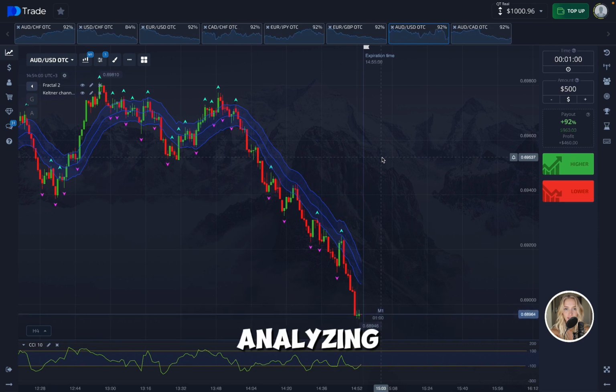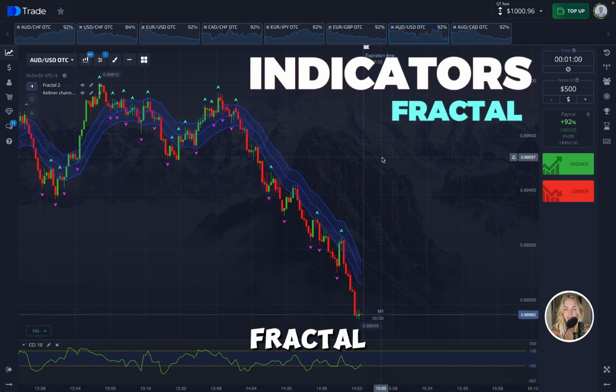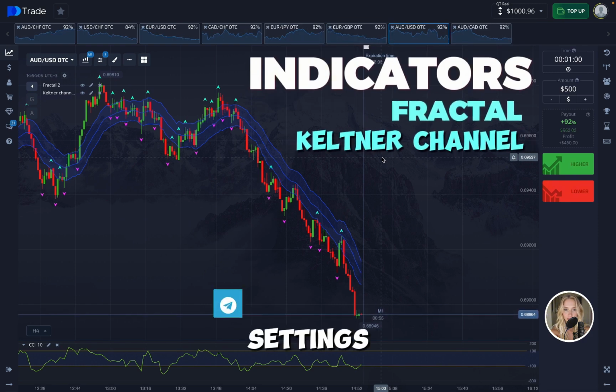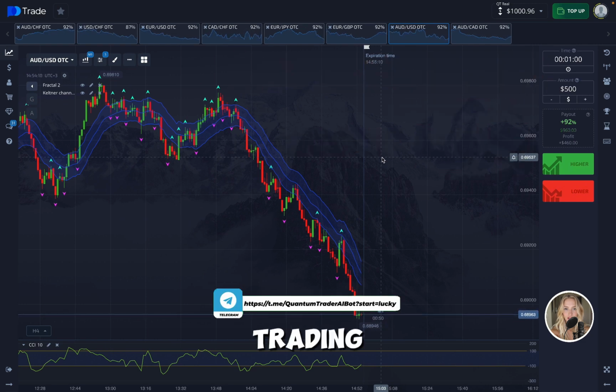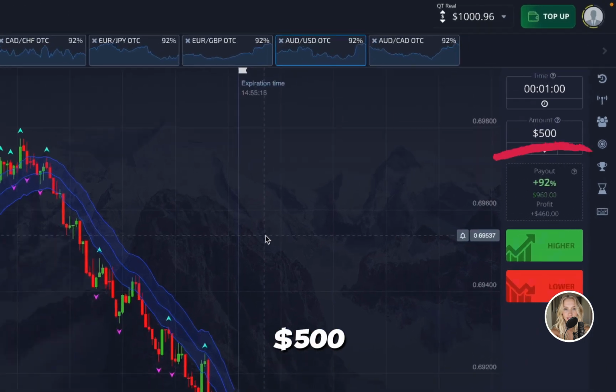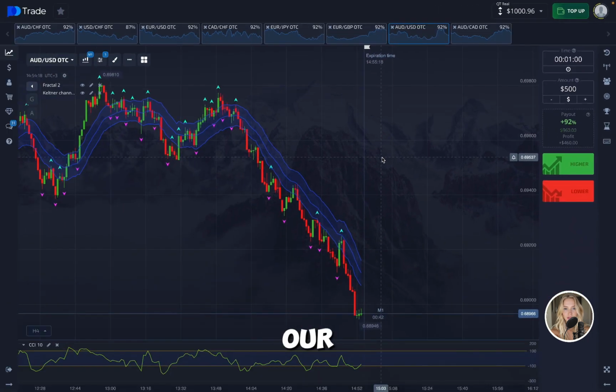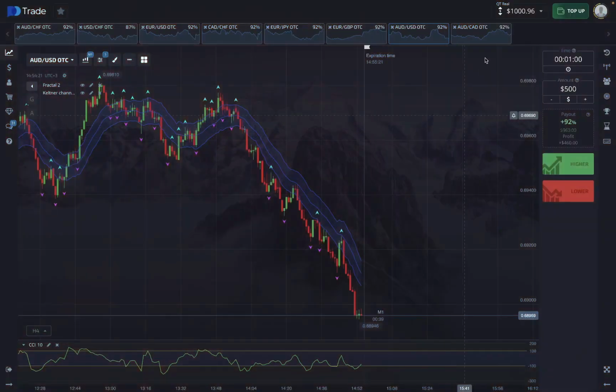Today we are analyzing these indicators. This is a fractal, the Keltner channel with default settings, and the CCI oscillator with a period of 10. Let's start trading. Let's see what we have in store for today. Let's start with a deal of $500 and select our first currency pair.